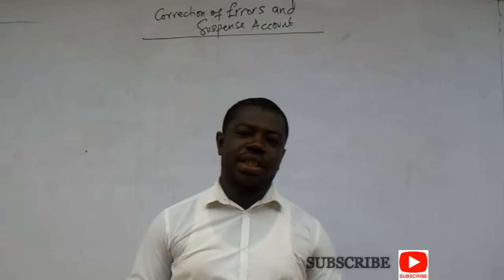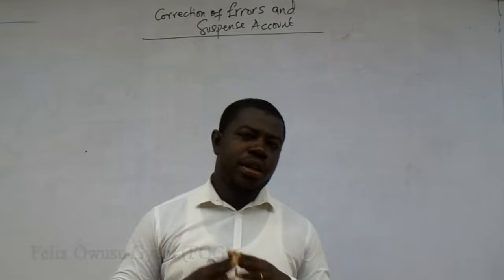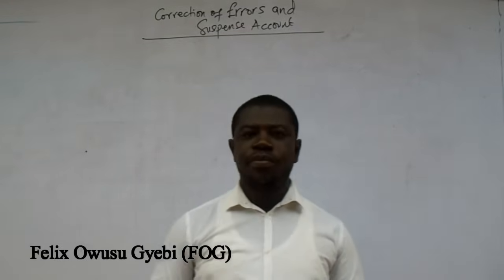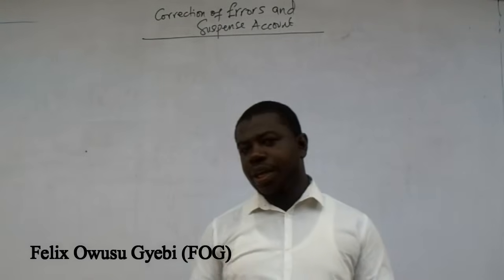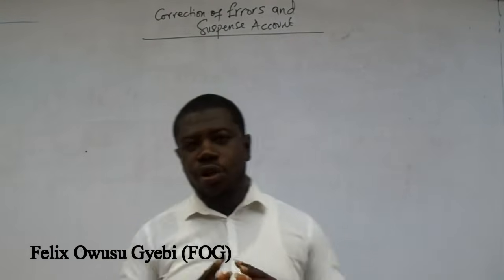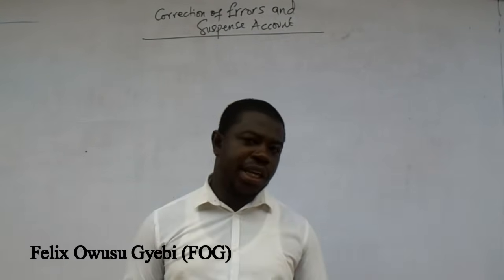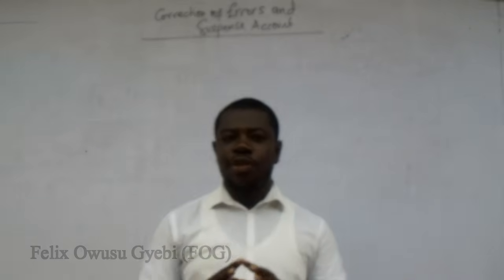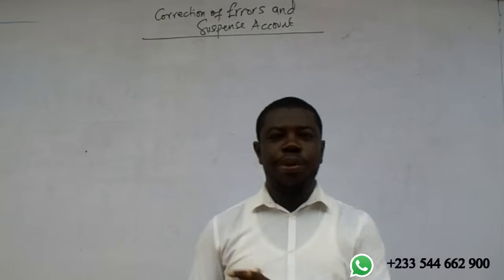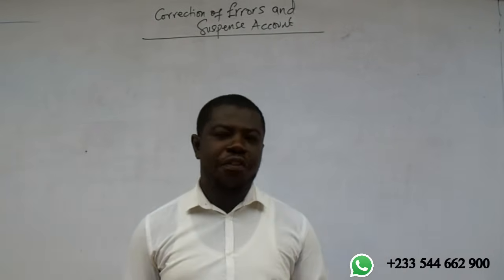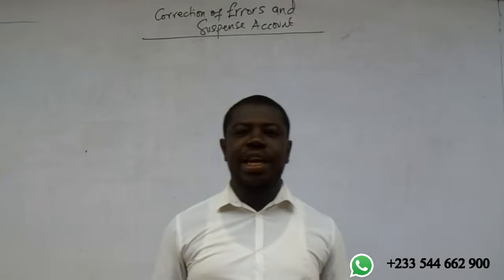Today we are going to look at accounting errors, how to correct them by means of the suspense account as well. So the topic is correction of errors and suspense account. The errors are going to be corrected by means of the journal, and then we're also going to make use of the suspense account. First of all, we want to ask ourselves, what is an error?